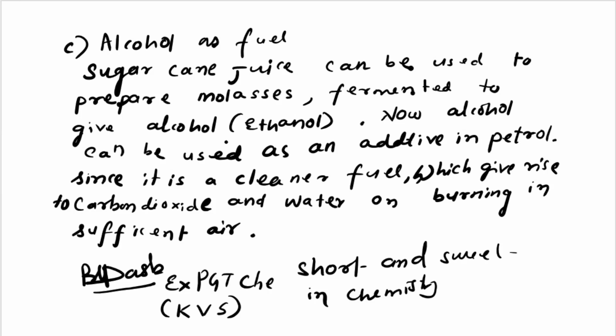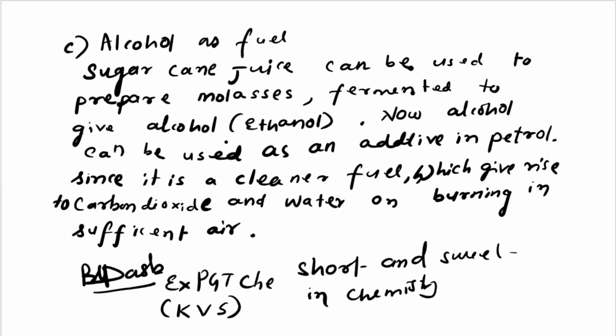Alcohol as fuel. Nowadays, alcohol has so many importances for society. The sugarcane juice can be used to prepare molasses, and fermentation takes place. It gives alcohol. From sugarcane juice, which is used to prepare molasses, the alcohol is produced. Which alcohol? Ethanol. Now alcohol can be used as an additive in petrol. Petrol power, how can you increase it? By adding alcohol, that is called an additive in petrol.